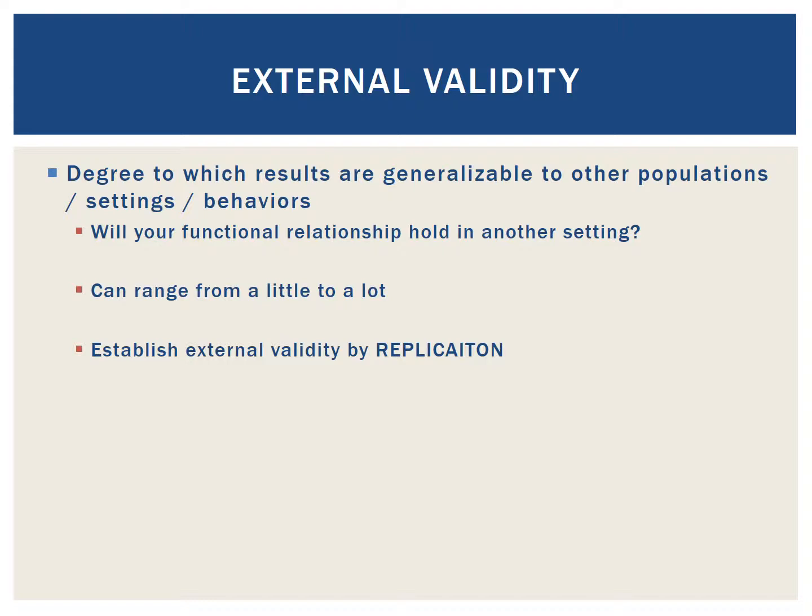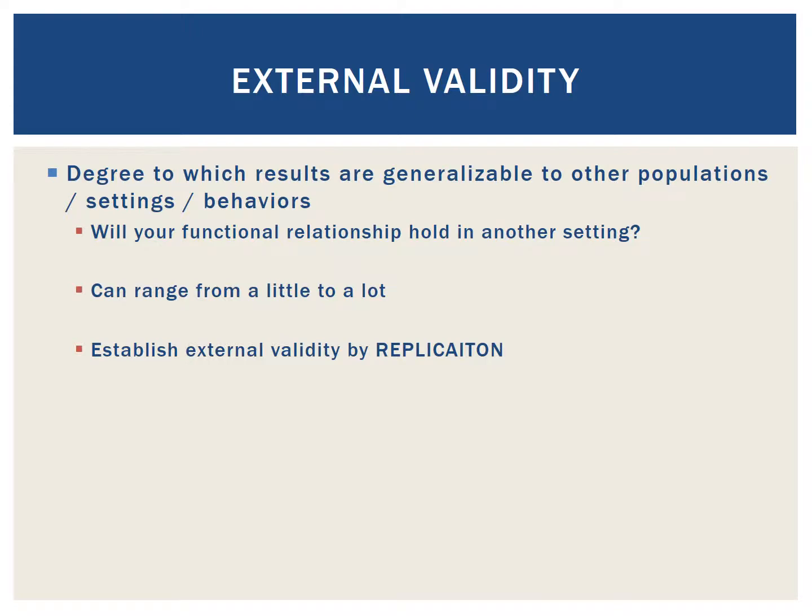So let's talk a little more about external validity. When we're talking about controlling for confounds, we're usually talking about internal validity. Internal validity is the extent to which changes in the dependent variable are due to changes in the independent variable and nothing else. And we do all kinds of things to ensure that's the case.